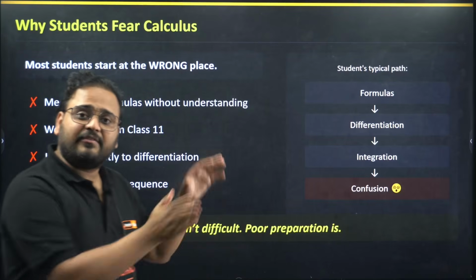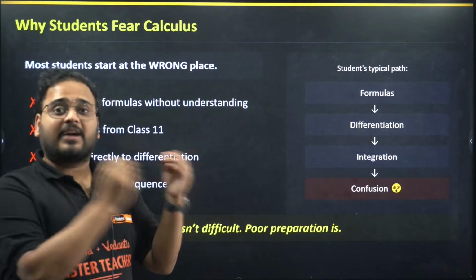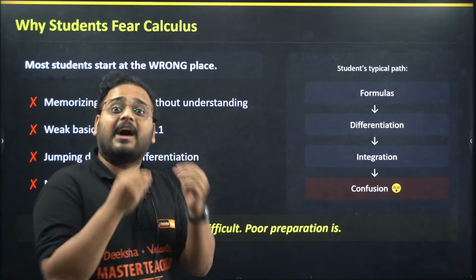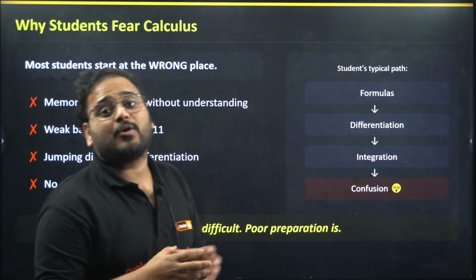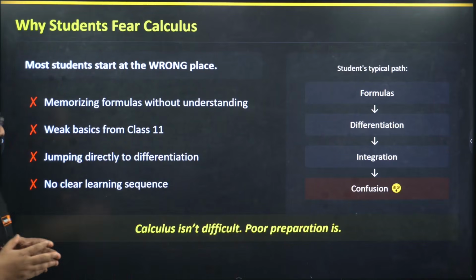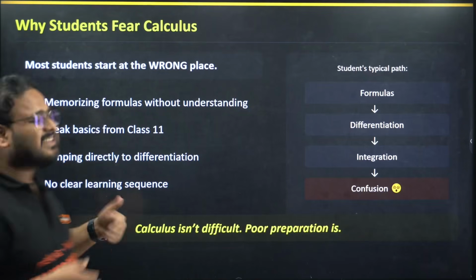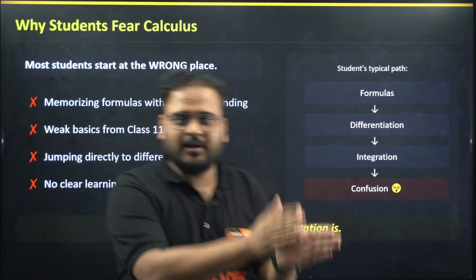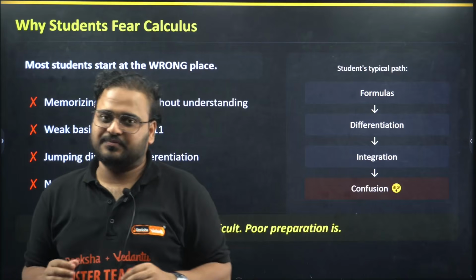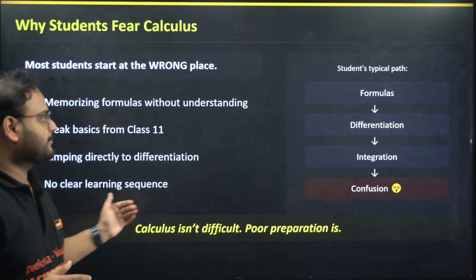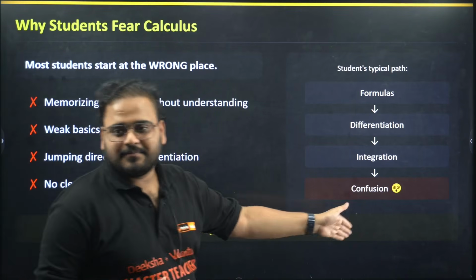Before that, we have functions, we have domain and range, we have continuity, we have limits, we have differentiability. All that is also equally important, right? And not having that means no clear learning sequence. That's what I talked about right now. Limits and till differentiation, the sequence is there.